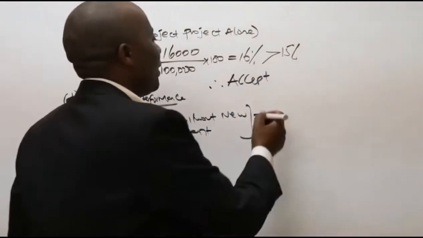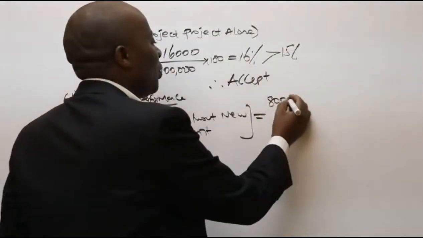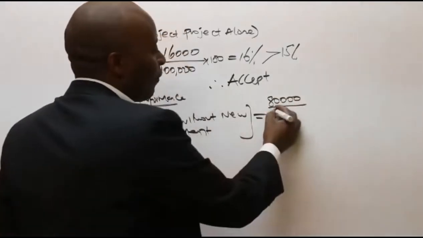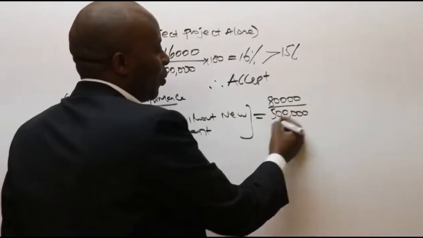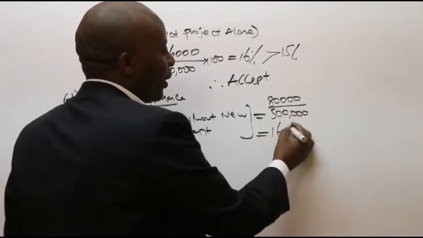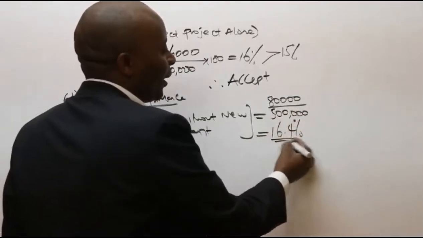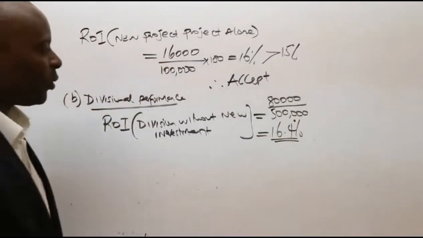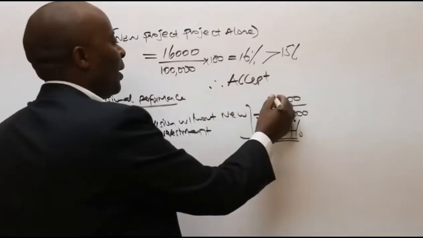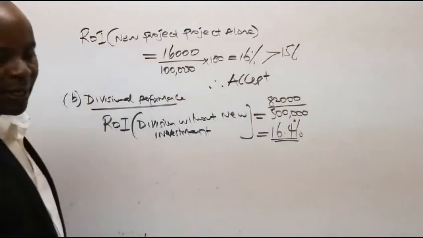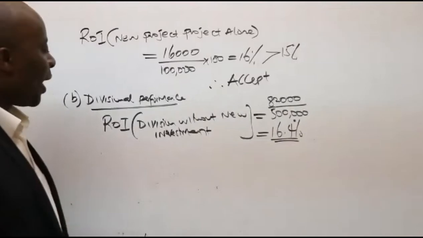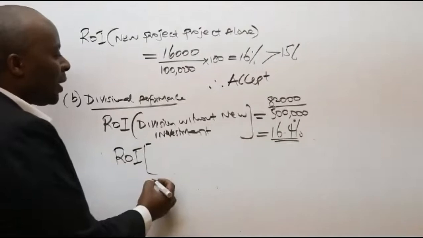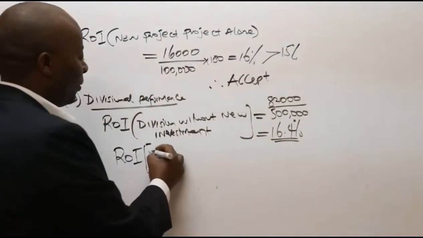80,000, you divide this by what, somebody? You divide this by 500,000, which students are giving me a figure of 16.4%. Is it 80 or 82? 82,000. They're reminding me it's 82,000. And then we give straight away the ROI with the new investment.